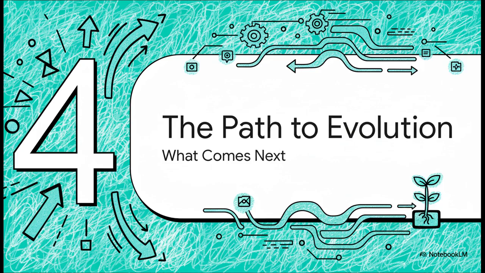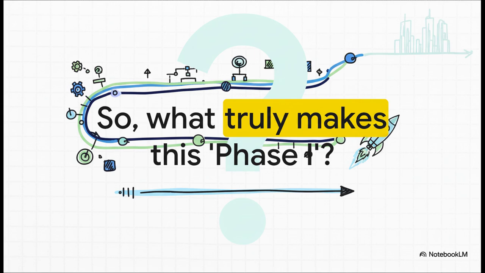And that brings us to the most important idea of all. Because those limitations, they are not the end of the story. Not even close. They're the beginning. They are the signposts that lay out the entire path to evolution and tell us exactly what comes next. So what really makes this Phase 1? It's not just some label you slap on a project when you're starting out. It's a philosophy. It's the explicit acknowledgement that this is just the first step on a much, much longer journey.